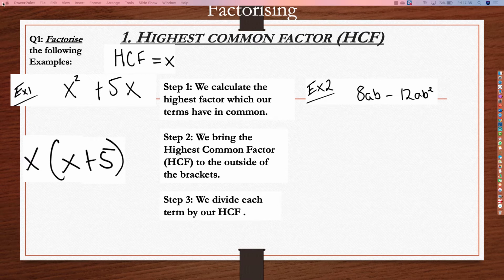Right, so, ab plus ac minus 2b minus 2c. ab plus ac minus 2b minus 2c. Grouping. Off we go and factorize that.